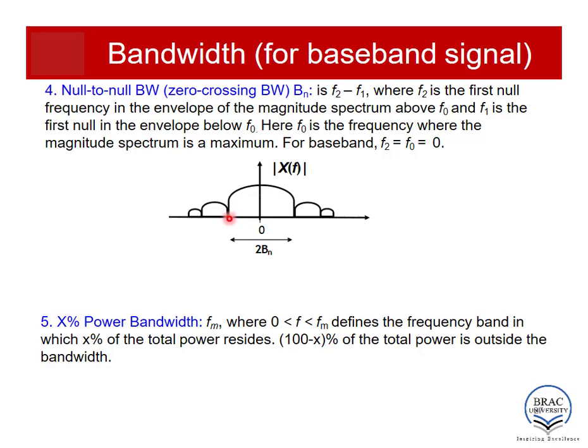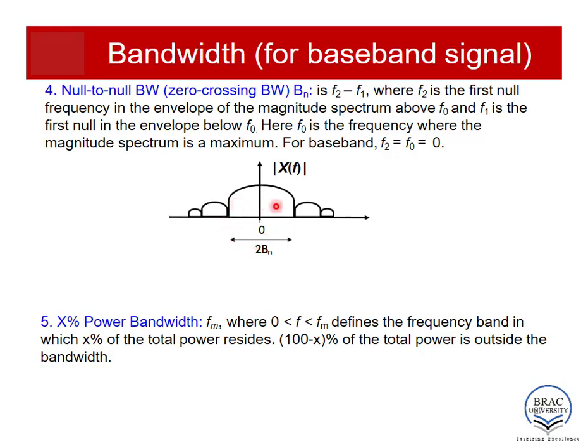Then the total bandwidth in this region is F2 minus F1. This is actually double the null bandwidth, so it is denoted as 2Bn. Bn means null bandwidth. So the null bandwidth is the difference between this value and this value, divided by 2.